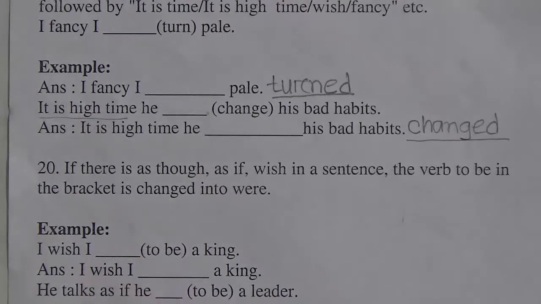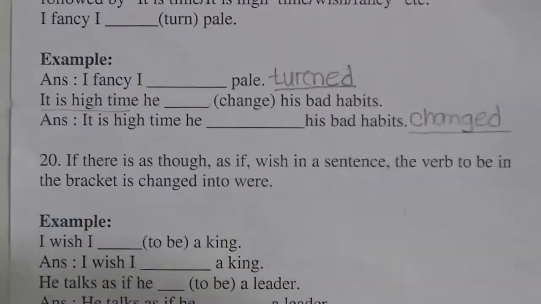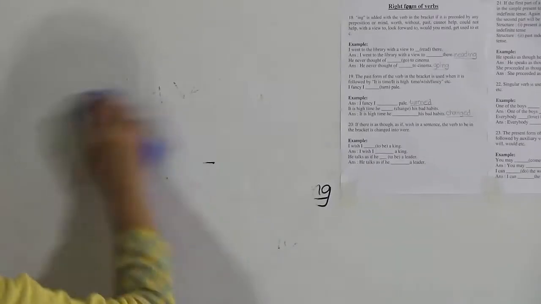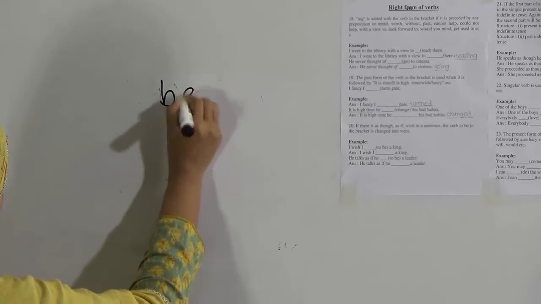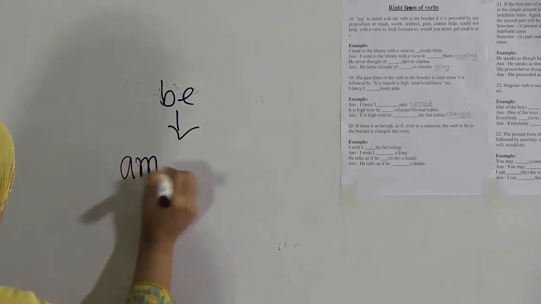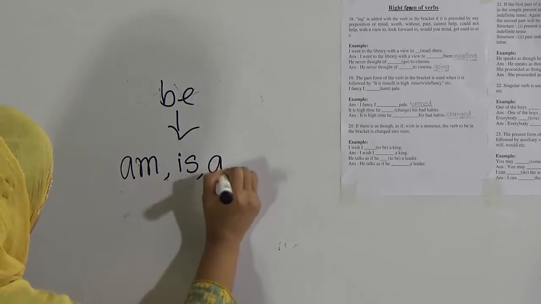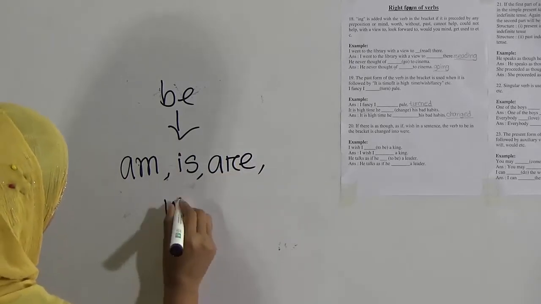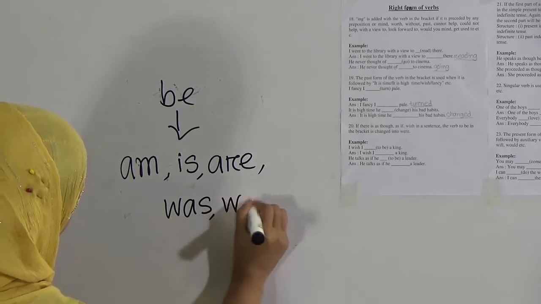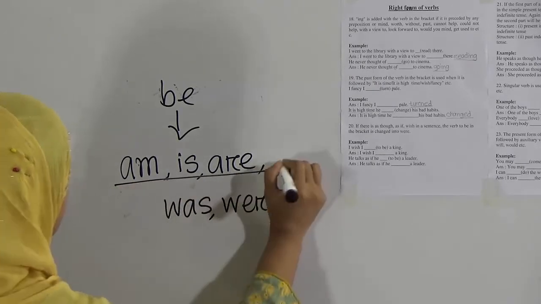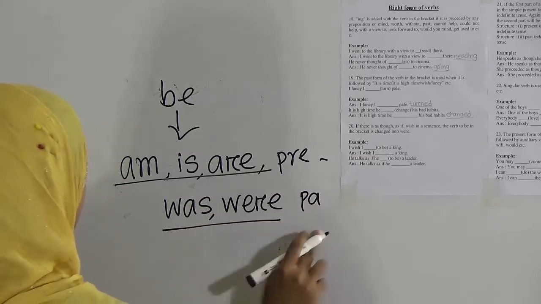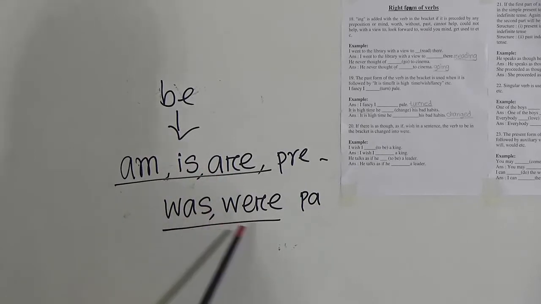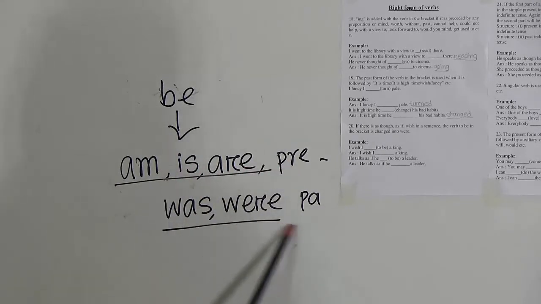Students, do you know what to be means? I hope you know. There are 5 verbs: am, is, are, was, were. So to be means be verb. Am, is, are are for present tense, and was, were are for past tense.